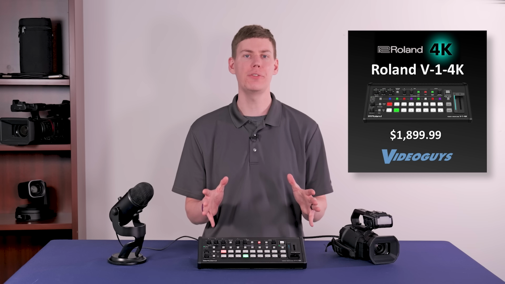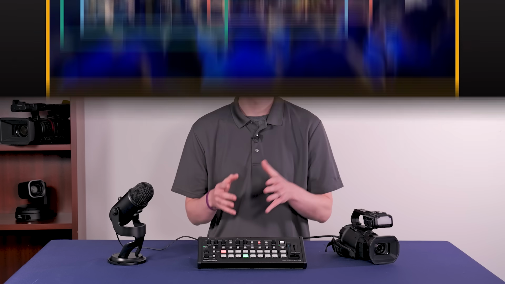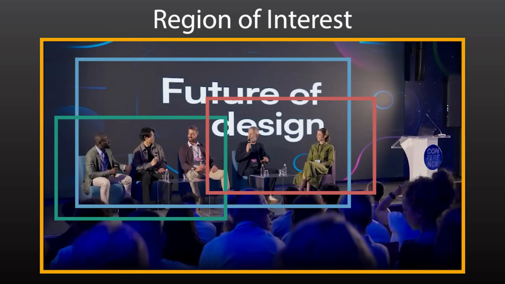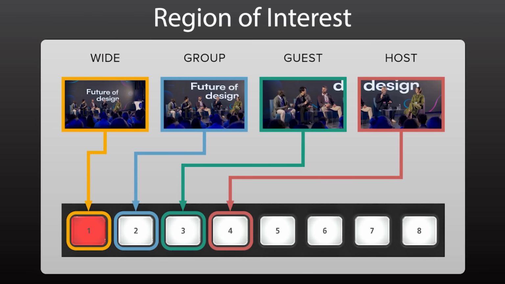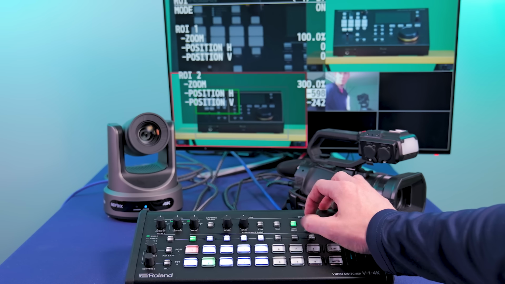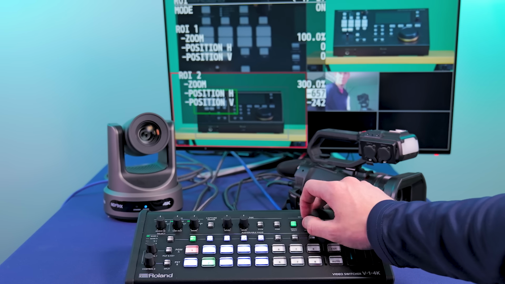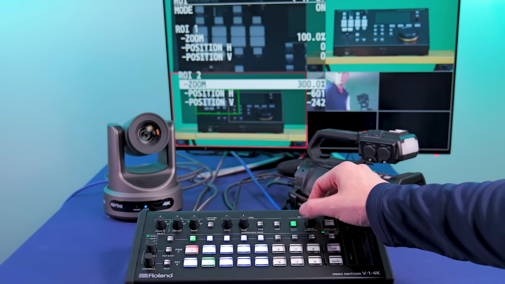One of the standout features on the V-1-4K is Roland's ROI, or Region of Interest functionality. This allows users to crop multiple virtual camera shots from a single 4K camera source. That can be a huge advantage for productions looking to create more dynamic content while minimizing the number of cameras needed on set.